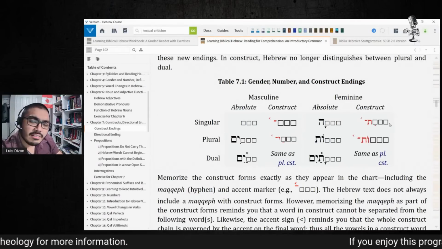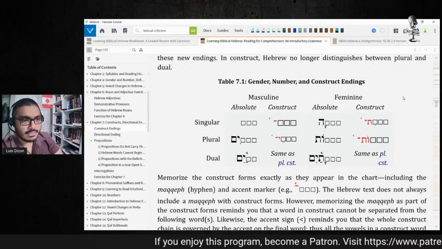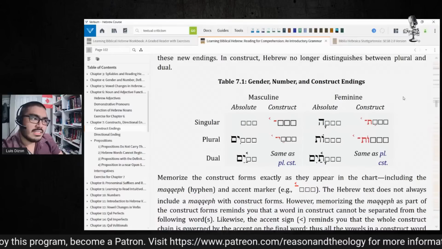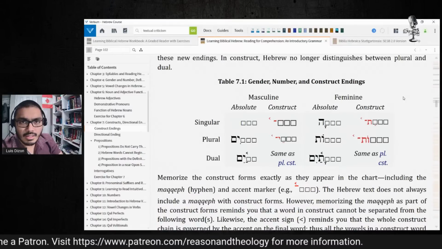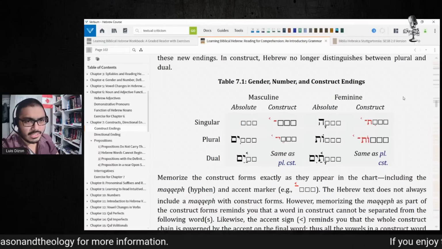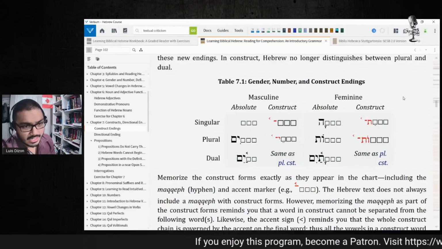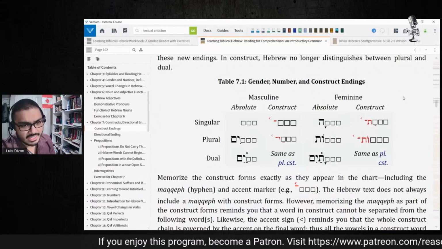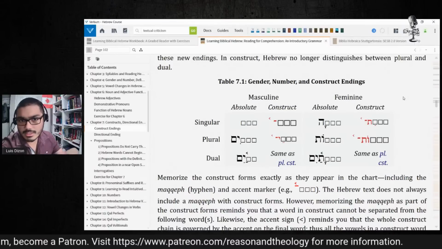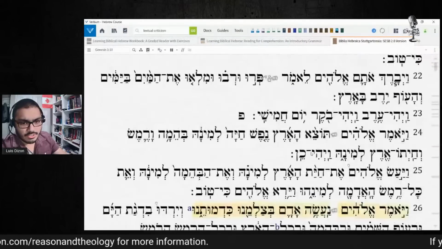And then in the feminine singular, something interesting happens with the hey. It turns into a tav. Let me see what would be a good example. Chaya means animal or beast. An animal of a field is chayat hasadeh. So notice that the he in chaya becomes a tav, so it becomes chayat. That is to show that it is being used in a construct form.